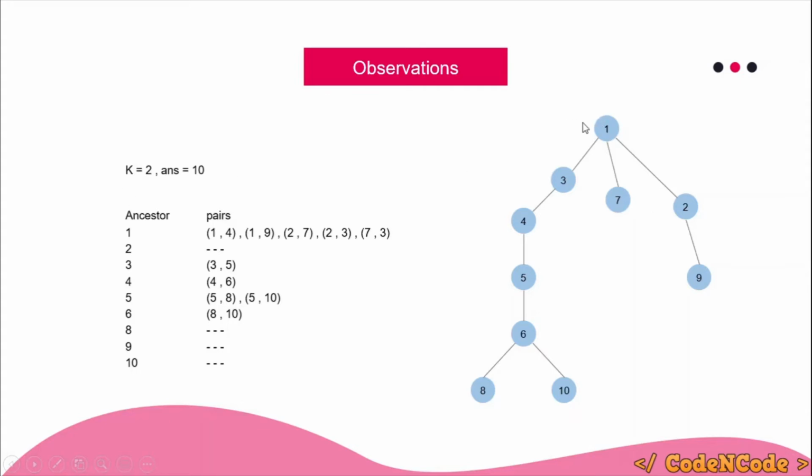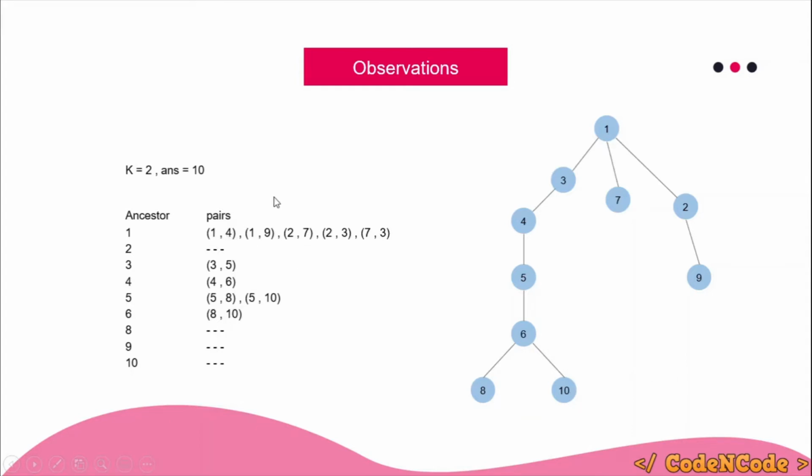So how many valid pairs are there such that their LCA is 1? There are 5 pairs. For 1 I have counted 5, for 2 it's 0, for 3 it's 1, for 4 it's 1, for 5 it's 2, for 6 it's 2, and for 7, 8, 9 and 10 it's 0, right? So the overall answer would be the sum of all of these, which is 10.